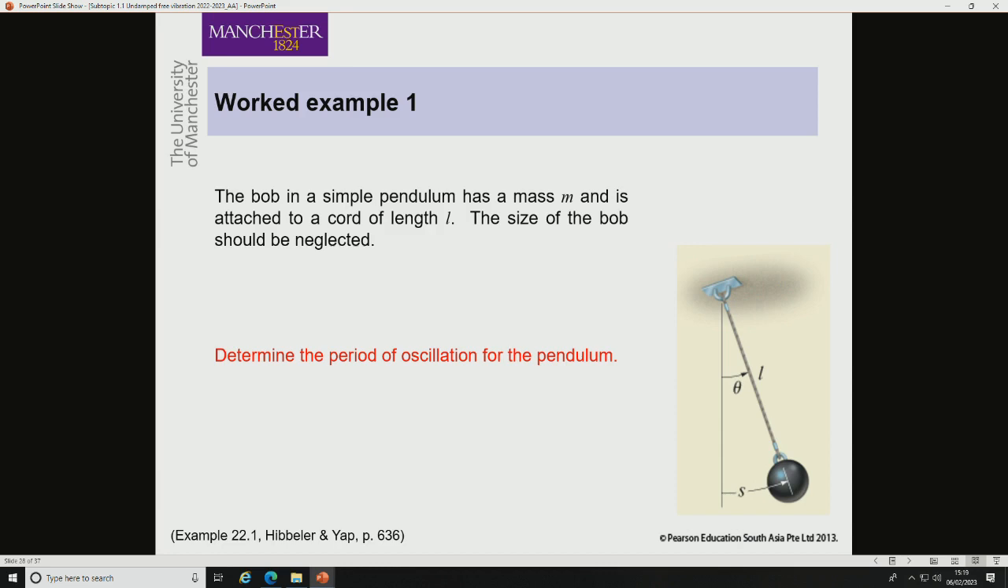So here, there is one important thing that I want to emphasize, and I'm going to continue with the word example two.